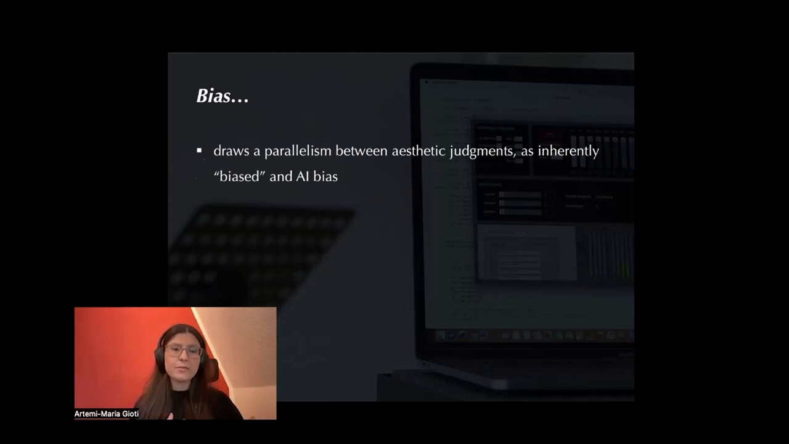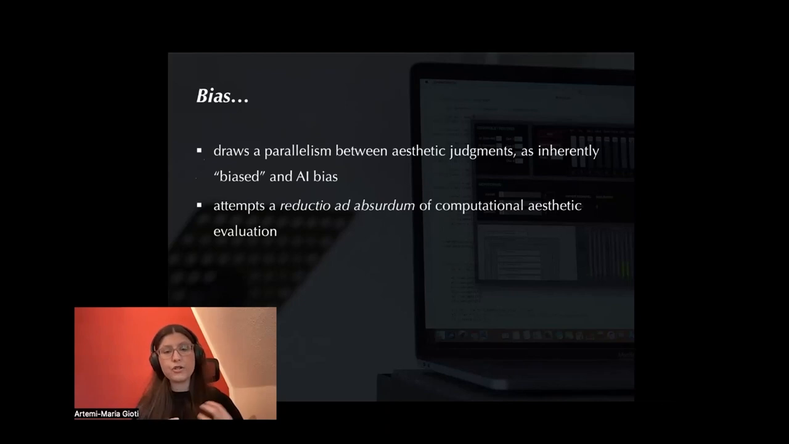Bias obviously attempts to draw a parallelism between aesthetic judgments as inherently subjective and therefore biased and the phenomenon of AI or algorithmic bias. The piece also attempts a reductio ad absurdum, a reduction to absurdity of computational aesthetic evaluation. So the piece essentially questions whether it's possible to trace and model, simulate aesthetic judgments.